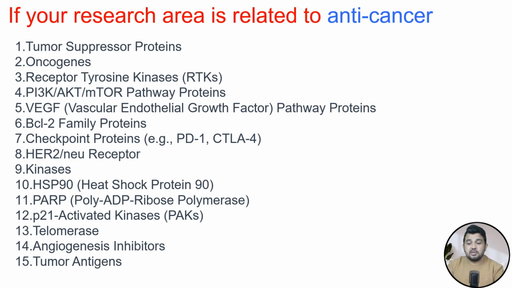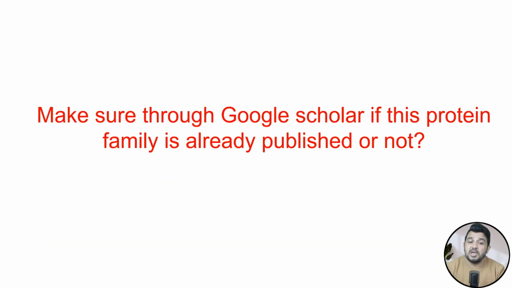Once you have selected your protein, it is important to check through Google Scholar whether this protein family is already published. Whatever you select, make sure that it is novel. If this protein is already published in any article, there is no use in studying the genome wide analysis again. So make sure to check whatever you are selecting, whether its genome wide characterization has already been done or not. Your selection should be novel so that it can be published in a good journal.